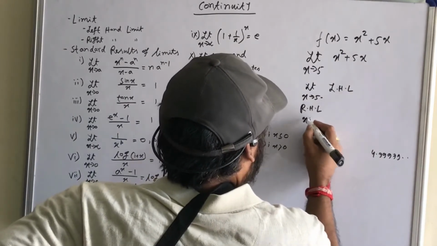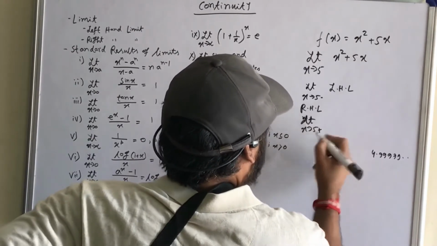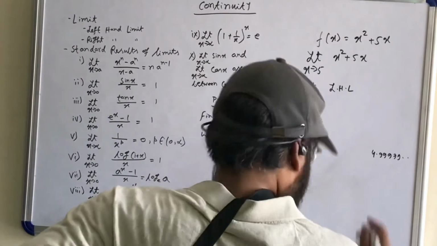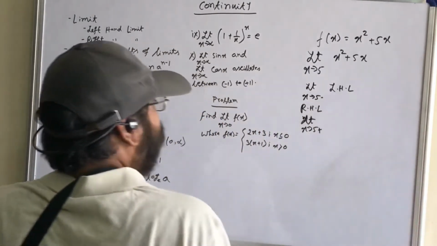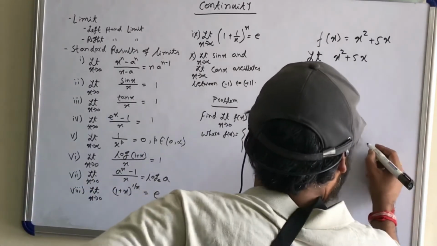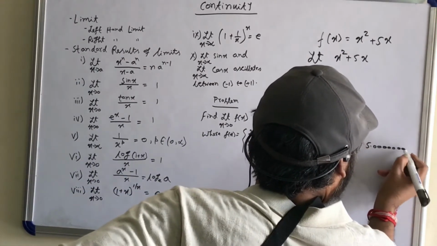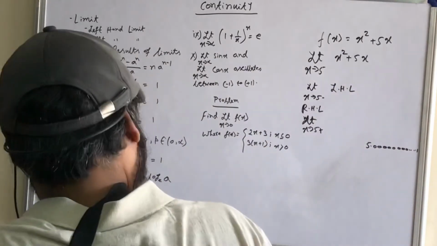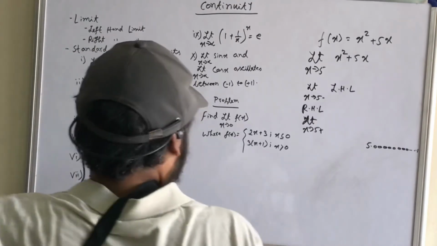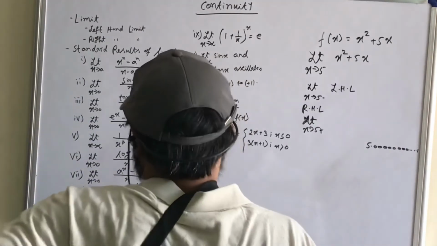Limit x tends to 5 plus. What does it mean? The value of x cannot be 5, but it is very near to 5, like 5.0000000001. So it means x approaches 5 from the right hand side.